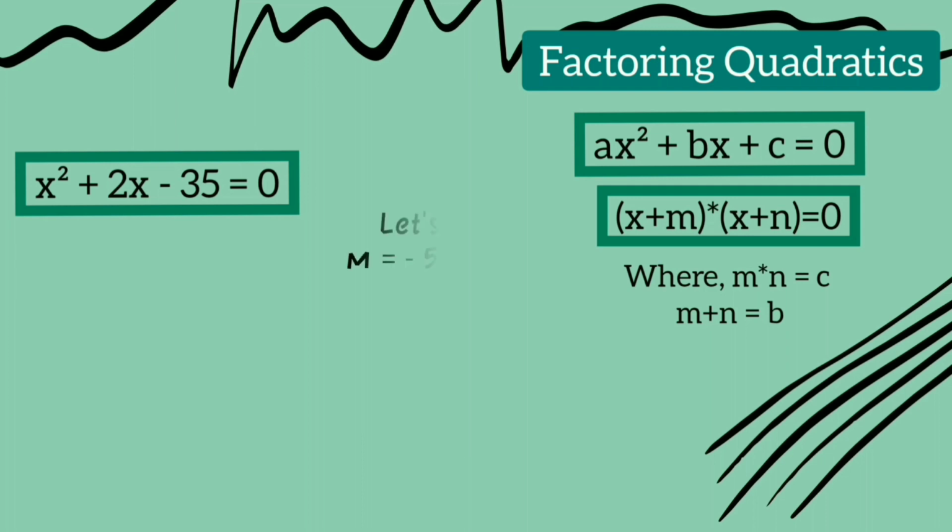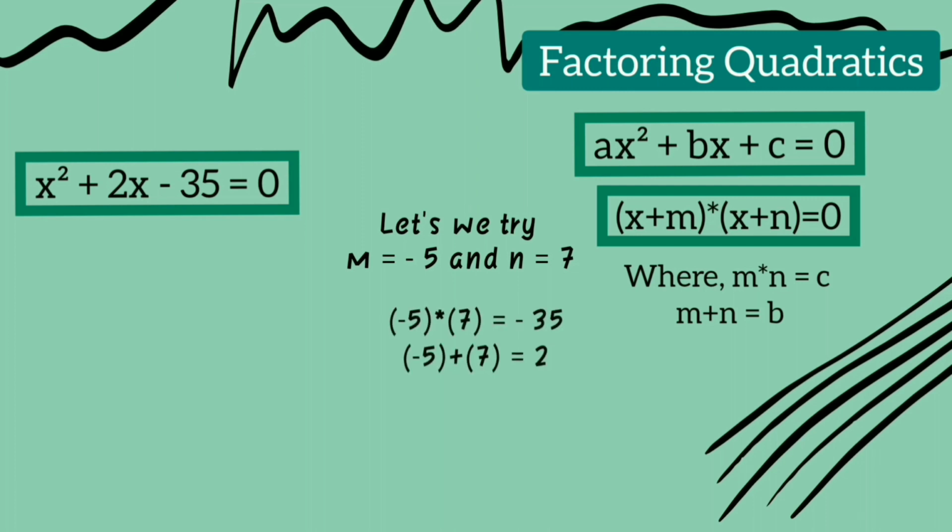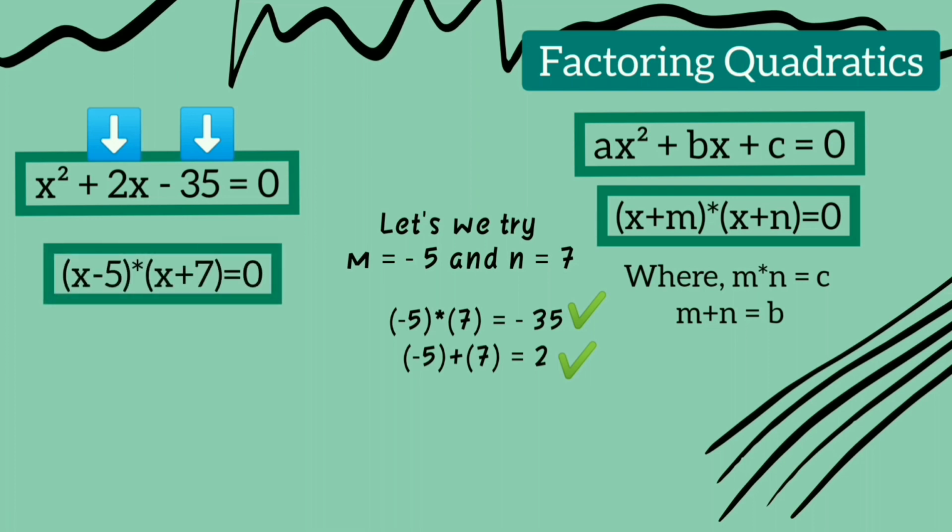Let's try to input m is equal to negative 5 and n is equal to 7. Negative 5 times 7 is equal to negative 35, it's correct. Negative 5 plus 7 is equal to 2, it's correct. This means the factoring of the quadratic x squared plus 2x minus 35 is equal to 0 is (x - 5)(x + 7) = 0.